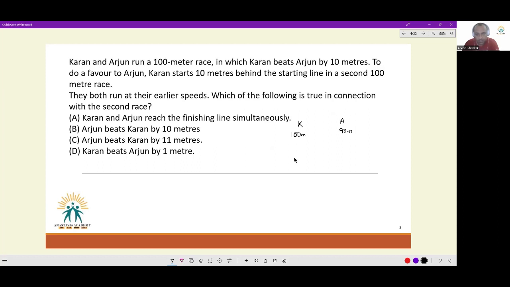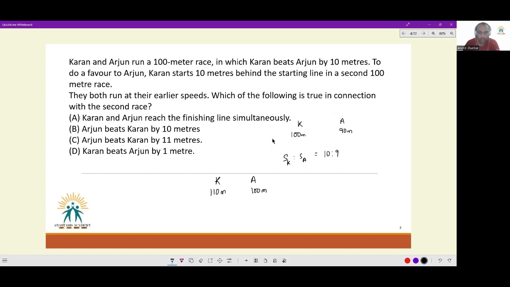So, the ratio of the speeds is 10:9. Speed of Karan is to speed of Arjun is 10:9. They are running for identical amount of time. Karan starts 10 meters behind the starting line in a second 100-meter race. So in this race, Karan is running 110 meters and Arjun is still trying to run 100 meters only.